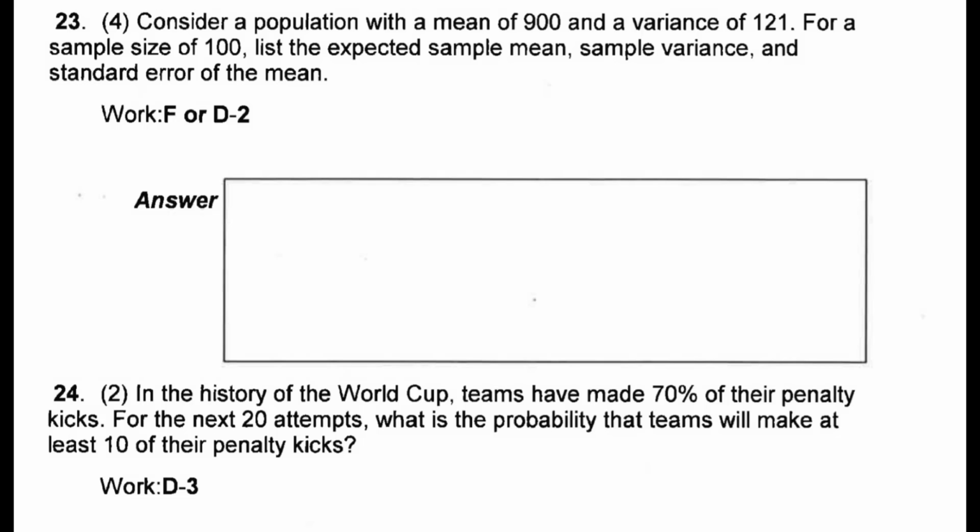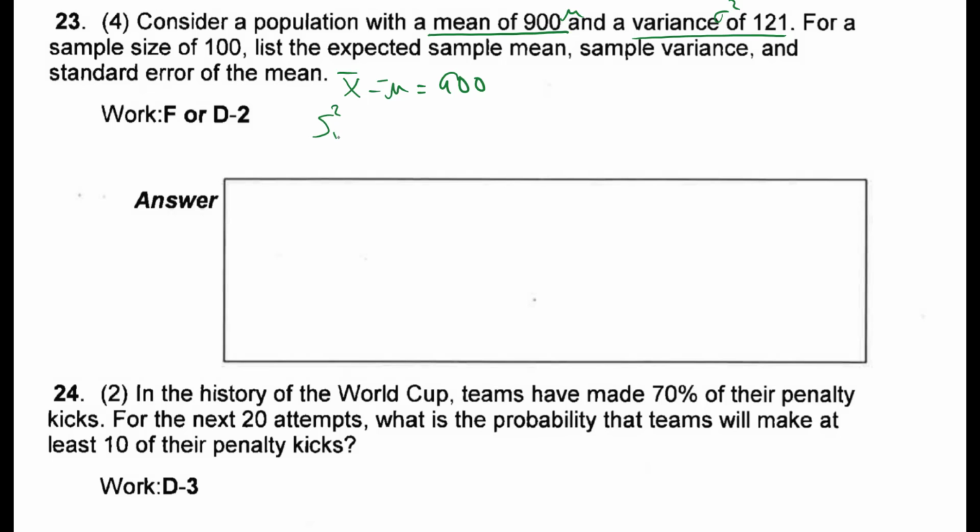So we're supposed to consider a population that has a mean of 900 and a variance. That's our mu, and that's our variance. So we're supposed to find the sample mean, and we know that that's the same as the overall mean, and we need to find the sample variance.